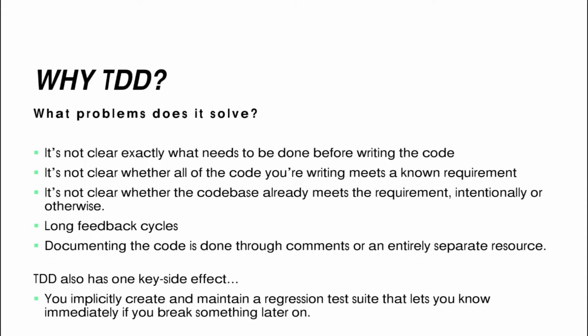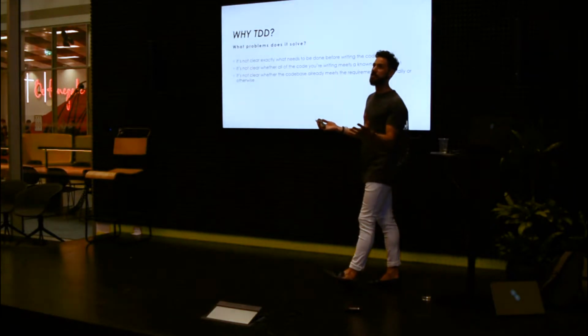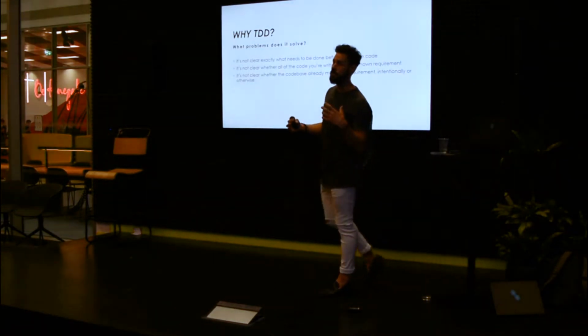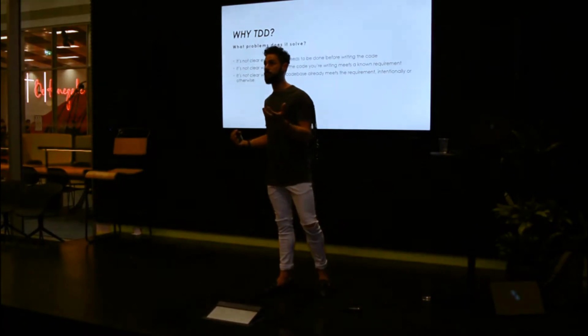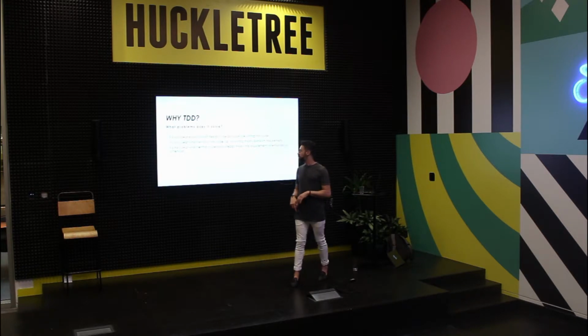It's not clear whether all of the code you're writing meets a known requirement. Is there value in writing code if no one's asked you to do it? It's debatable, right? It's not clear whether the code base already meets that requirement, intentionally or otherwise. If you're writing code to meet a requirement, but actually it already does it, another team has already done it, or someone's done it historically but in a completely different way, you need to know that, otherwise you're wasting valuable time when you could be developing features.